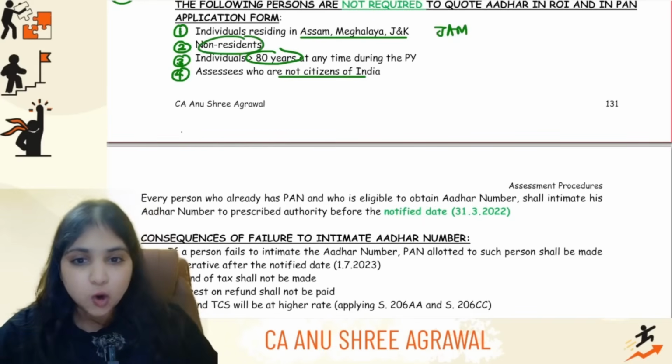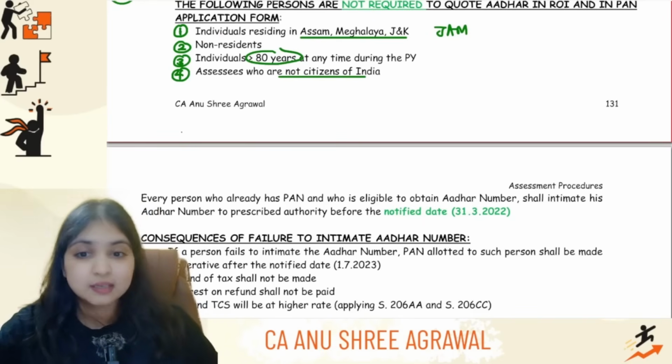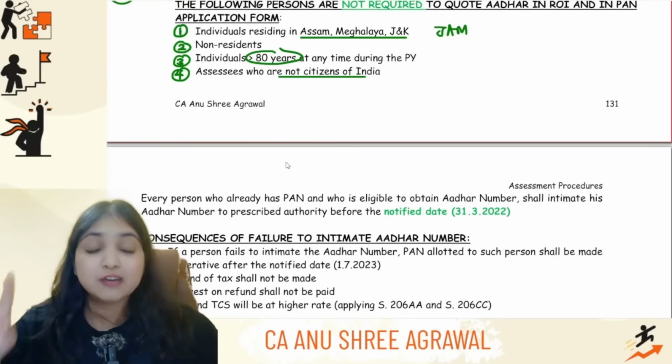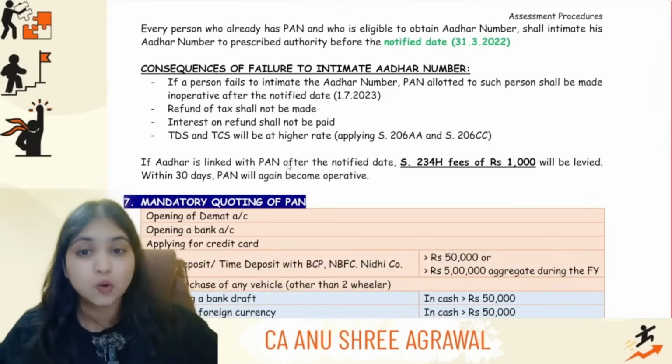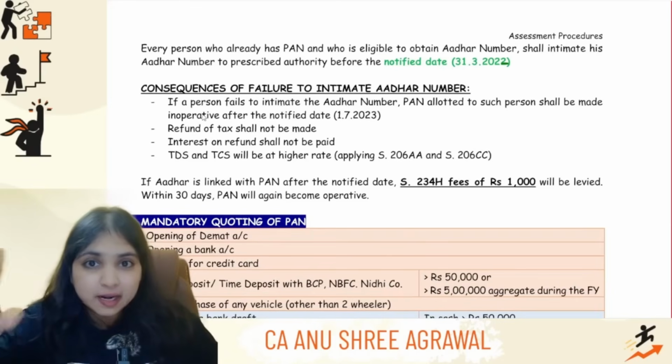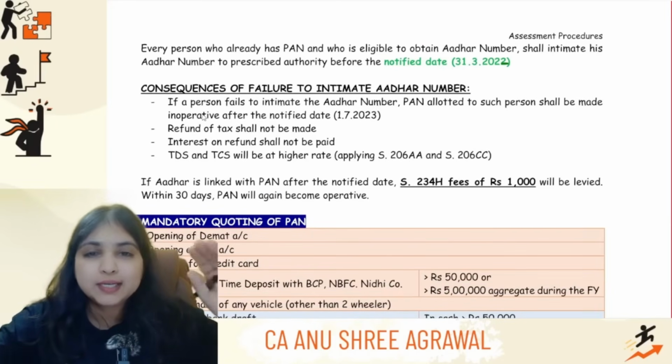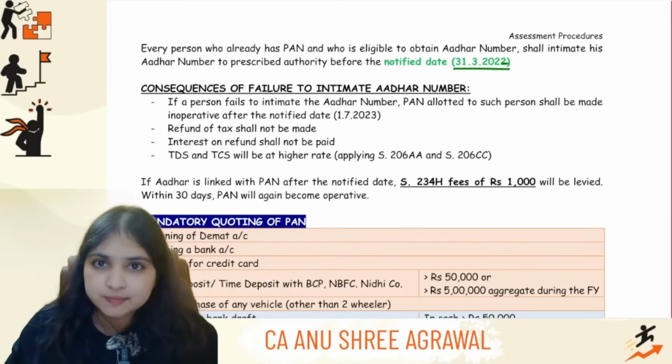Then individuals who are non-residents, individuals who are at least 80 years, and individuals who are not citizens of India. For these 4, Aadhaar concept is not applicable. Okay, now see, the next concept is interlinking PAN with your Aadhaar. You have to interlink your PAN with your Aadhaar by 31st March 2022.